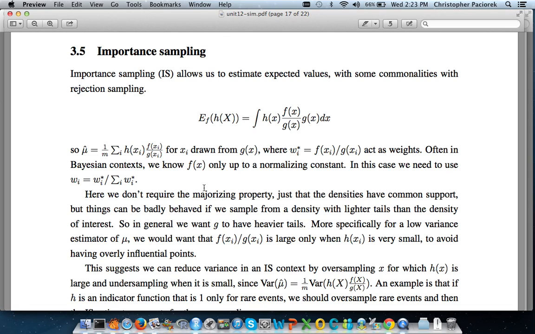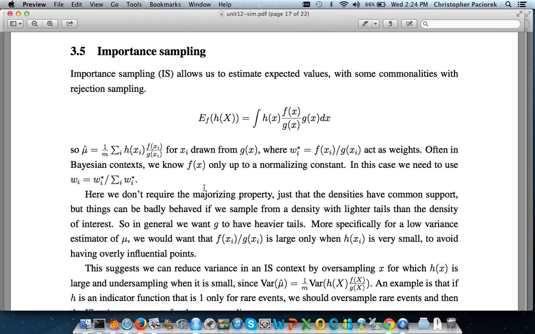The weights are going to be F over G. And so if I get something that starts to be somewhat out in the tail, my weight is going to be F of xi over G of xi, for an xi that's in the tail. So this is going to be some large value divided by a small value. Any of these values that start to get out in the tail are going to have a very large weight.